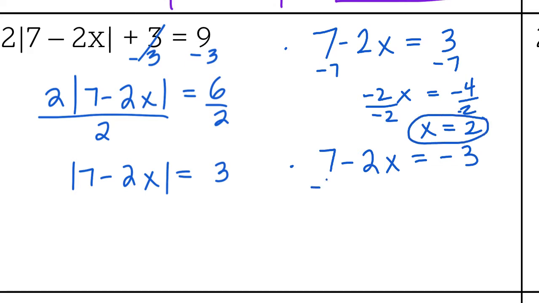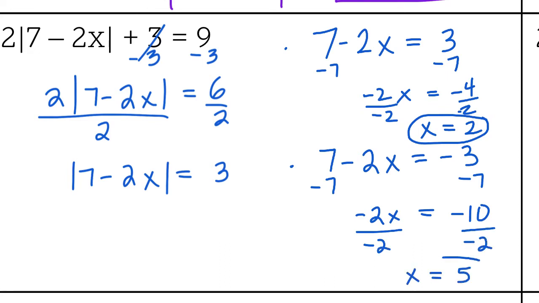Then same thing with the other equation. Subtract 7. Negative 2x equals negative 10. Divide by negative 2. And x equals 5. So when I write my answer, I would write it as a set. So x equals the set 2, 5.